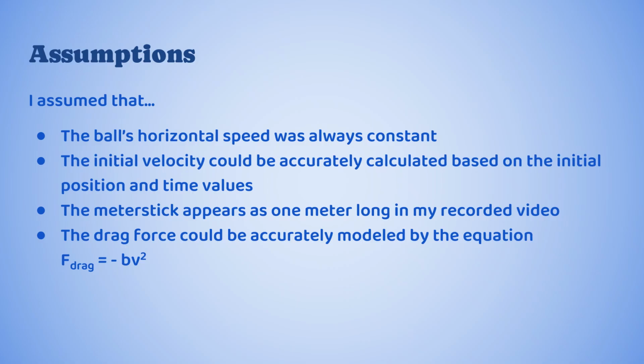I assumed that the ball's horizontal speed was always constant, because with little to no air resistance, horizontal speed is constant. The initial velocity could be accurately calculated based on the initial position and time values. The meter stick appears as 1 meter long in my recorded video, which of course is not true due to camera lens effects, but I assumed that it was true, and that the drag force could be accurately modeled by the given equation F drag equals negative BV squared.